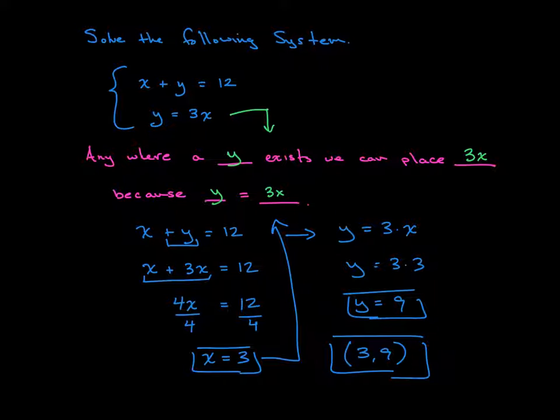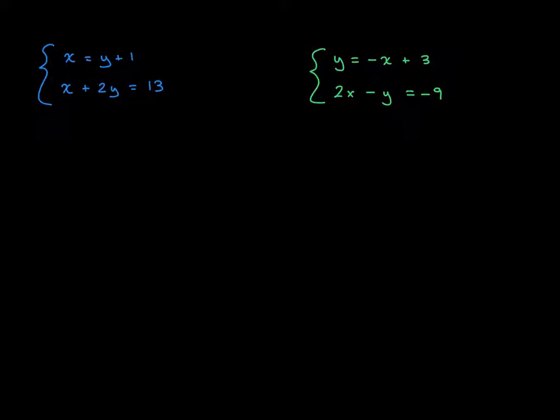So let's go on to another one, make them a little bit harder and add a little bit more properties into them. Okay, so new system. The new system is x equals y plus 1 and x plus 2y equals 13. Again, the one we're looking for is the equation that says a variable is equal to something. Right now I'm seeing that anywhere I see x, I can write y plus 1 in its place, because I'm telling you that x is y plus 1.